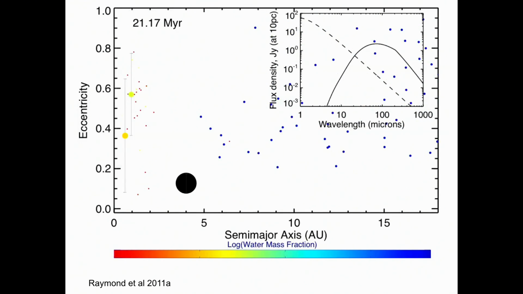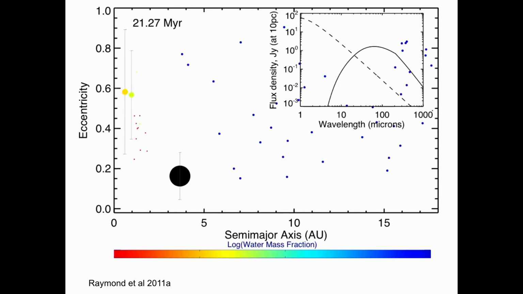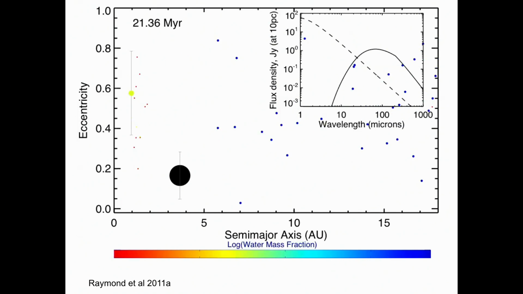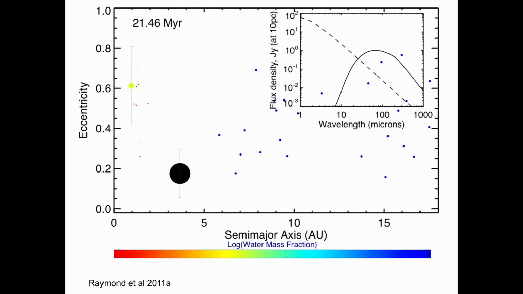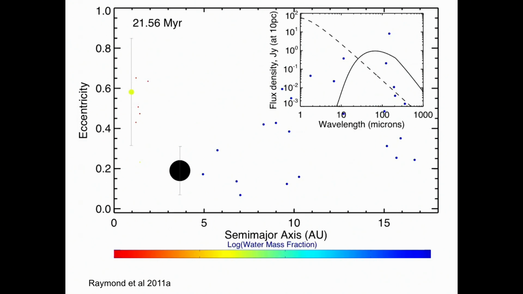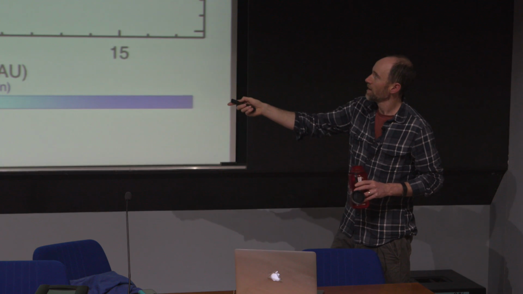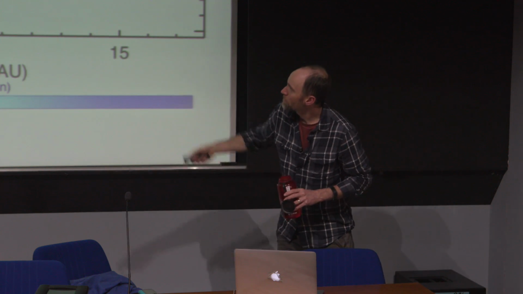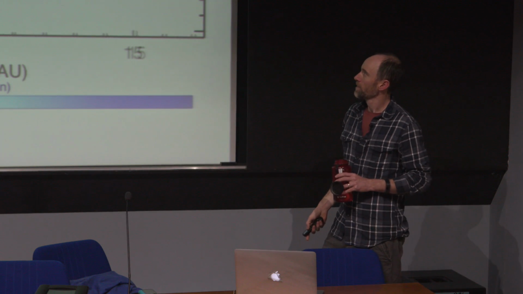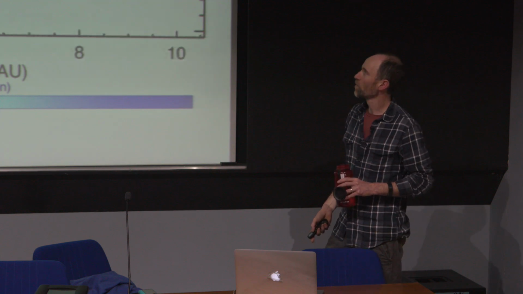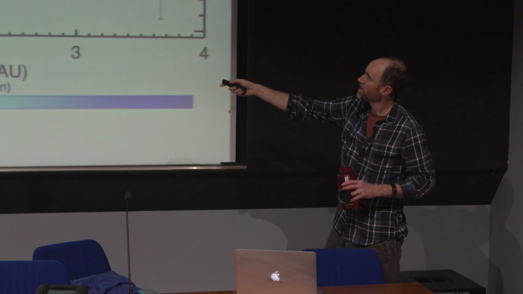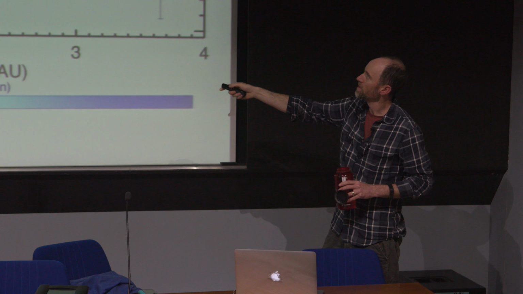I chose this example because most of the rocky material was dumped onto the star. But in this case, I chose this one because you're an astrobiology audience, and in this case one planet did survive. It's kind of hard to see, but we'll zoom in on it in a sec. One planet survived on a very weird orbit. It's a very, very eccentric and inclined orbit.